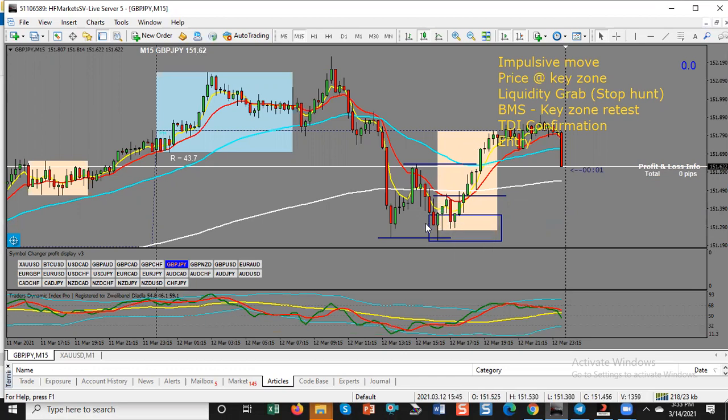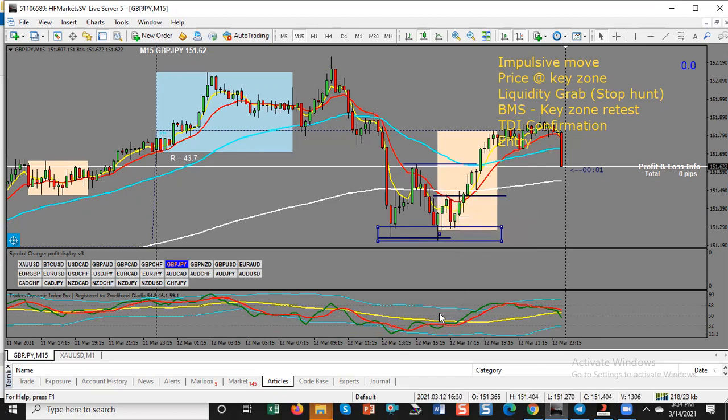But see what happened. Price moved away after the liquidity grab, created a high here, and came back to retest the key zone. It's actually below the key zone. We want to see price coming back to where it took out liquidity to retest that area. So price came back here to retest it after creating this high. What happened? Price moved up and closed above this high, which is the break in market structure.